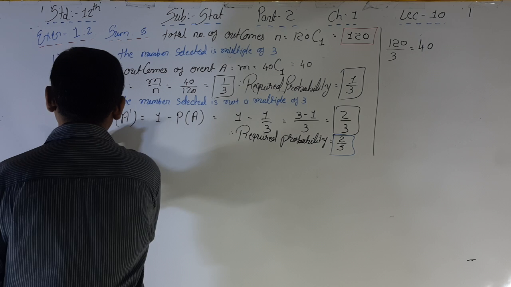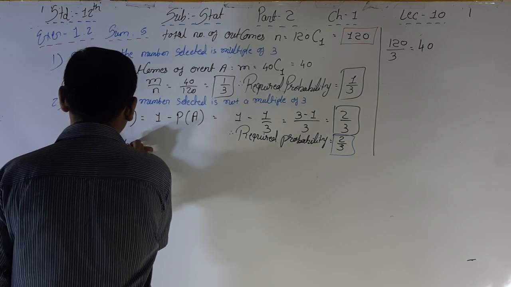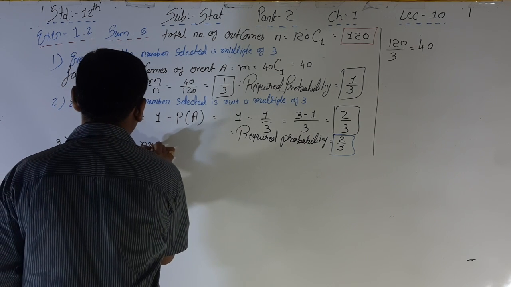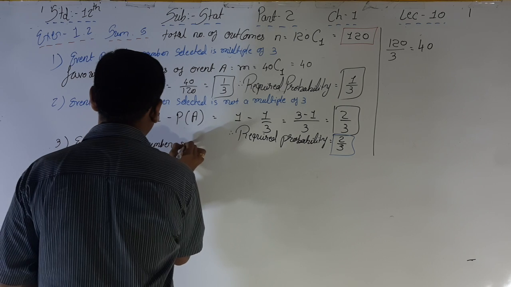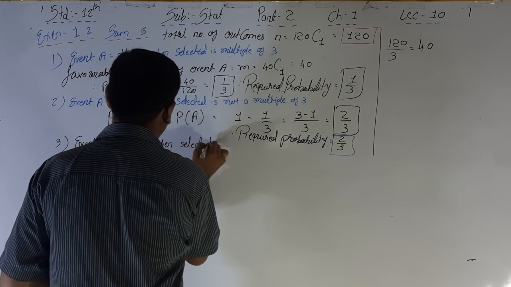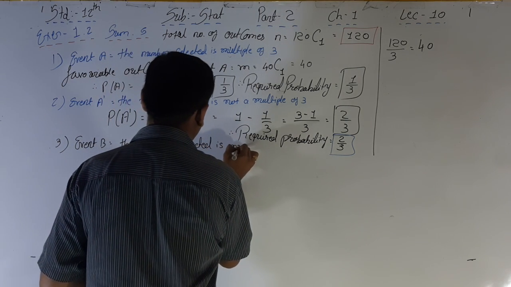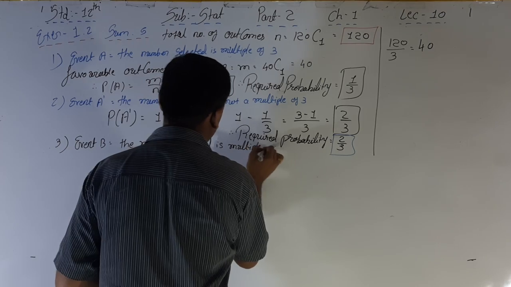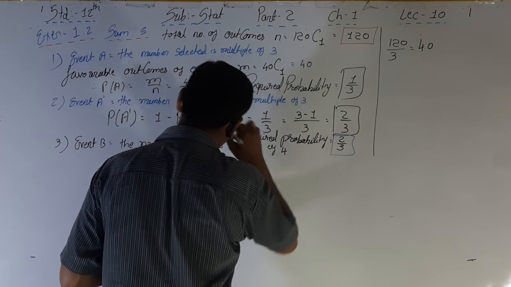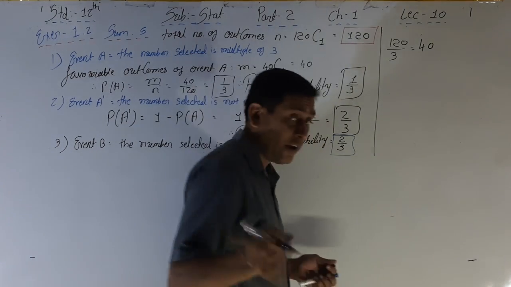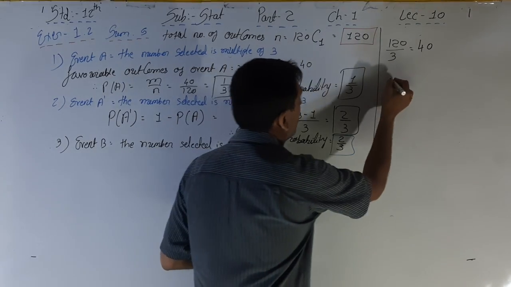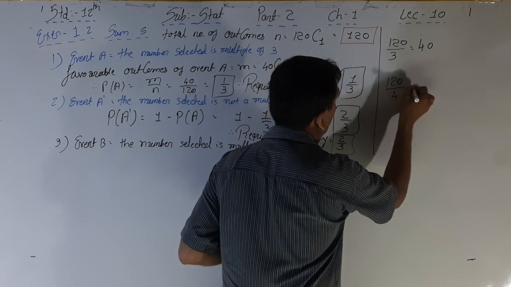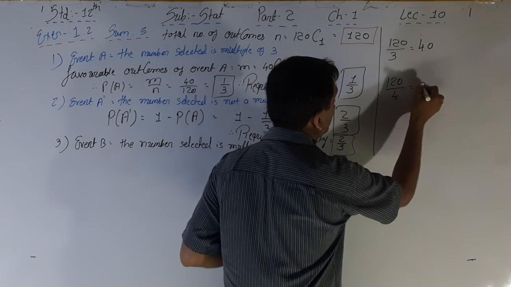Now it is event B. Why? Because this is a different question: the number selected is a multiple of 4. Again, in rough work, we have to calculate how many numbers are multiples of 4 from 1 to 120. It is 30.